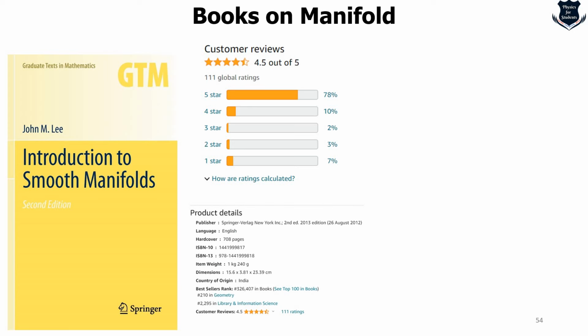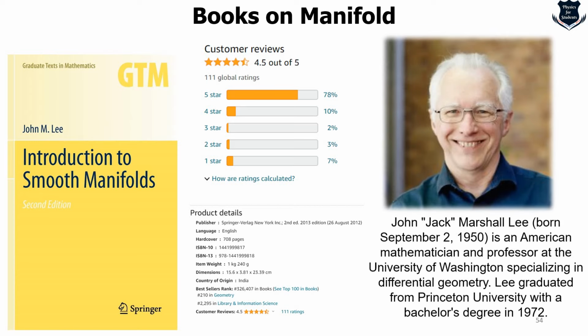This is the Amazon rating. The book is even fatter than the earlier ones. It was 400 pages. This is around 708 pages. This is the beautiful Dr. John Lee, American mathematician, specializing in differential geometry. So you got the master who would be speaking on this, and he graduated from Princeton University in 1972.